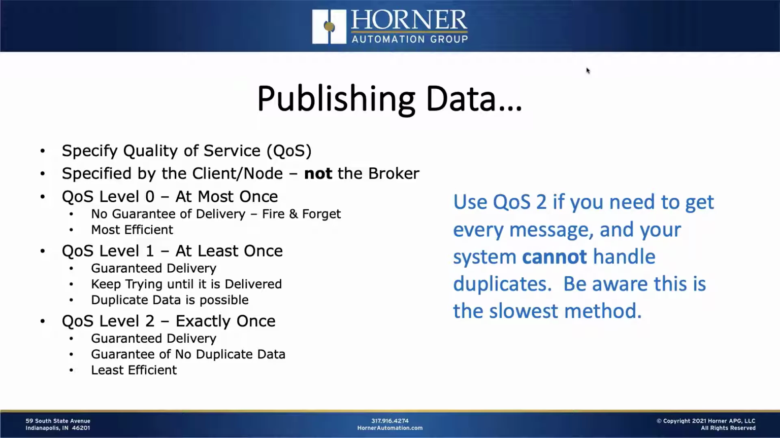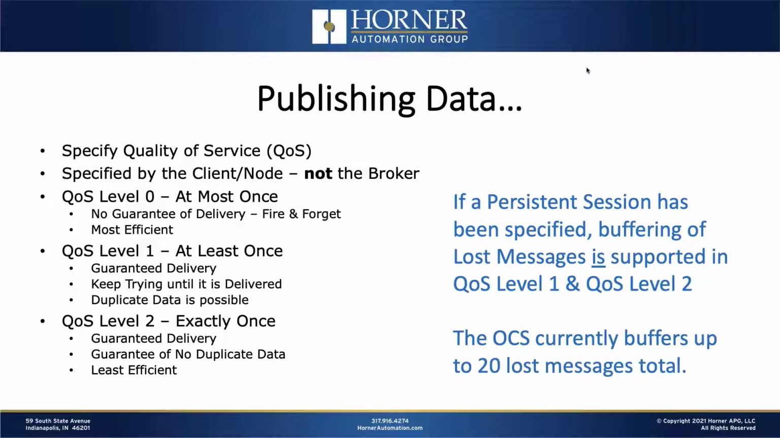And to get back to the buffering, if you have a persistent session that's been specified by a client, and almost always it should be, it means that all quality of service level 1 and level 2 messages will be buffered on both the client and the broker side. In the case of the OCS as a client, the current limit for the number of buffered messages is 20. I'm sure we'll increase that in the future. That's the current limit that is set right now. So 20 total messages is what we're currently buffering if there's a loss of communications.